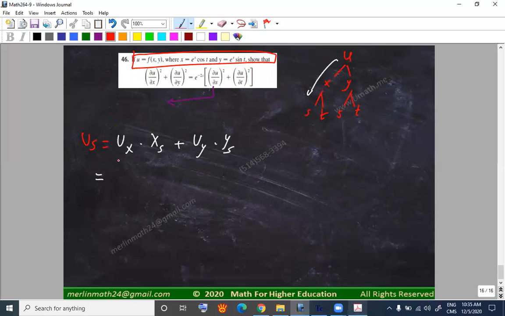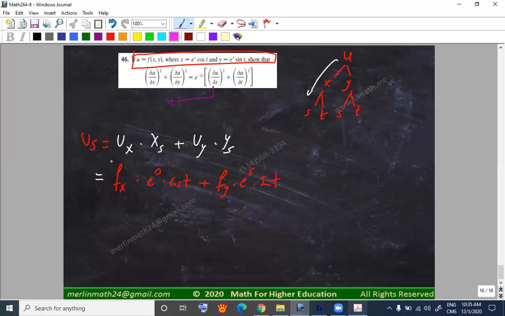Go on. u_x, we said it is f_x. Nothing can be written. x_s, how much? x_s is e to the s cos t. u_y is f_y. What is y_s? e to the s sin t. That's it. You cannot do anything else. Now you want to square this later.